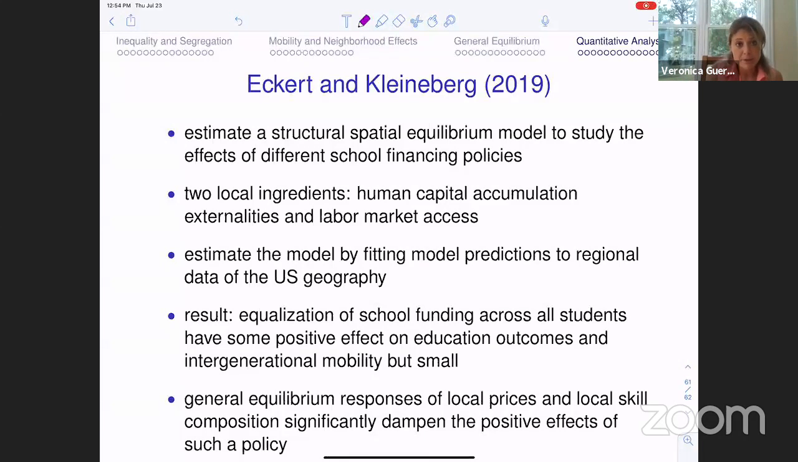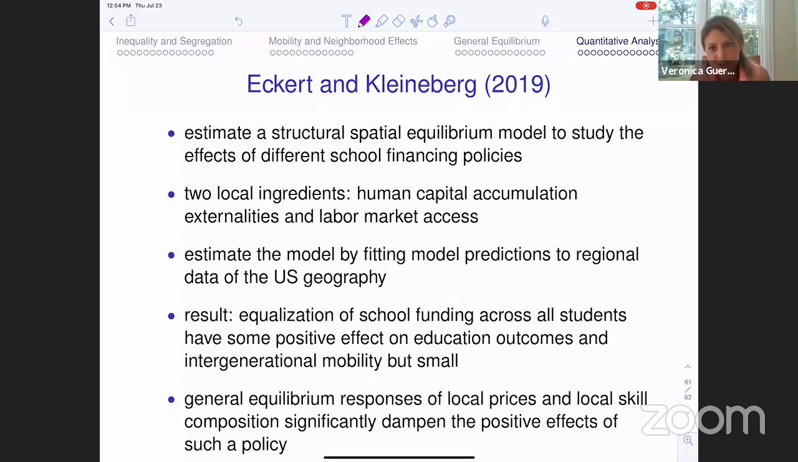There are other papers, in particular, I highlight here the paper by Heckert and Kleinberg that take the quantitative side of the exercise even more extreme. They actually structurally estimate a spatial model similar to the one that I've shown you to address the question of which type of policies, or could we change some school funding policies, and obtain some improvement in terms of intergenerational mobility or inequality and segregation.